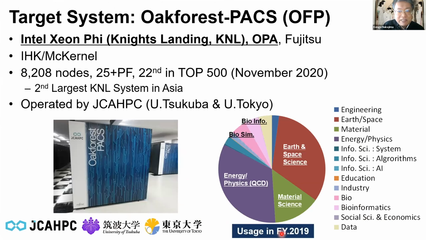So this is our target system, Oakforest-PACS. It's an Intel Xeon Phi Knights Landing system with the Omni-Path architecture, made by Fujitsu. We have more than 8,000 nodes, and it's 22nd in the most recent Top500. I believe this is the second largest Knights Landing system in Asia. It's operated by JCAHPC, a joint work between the University of Tsukuba and the University of Tokyo. This system is widely used for a variety of applications.